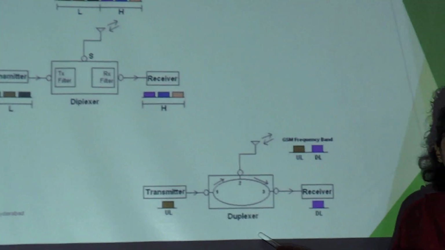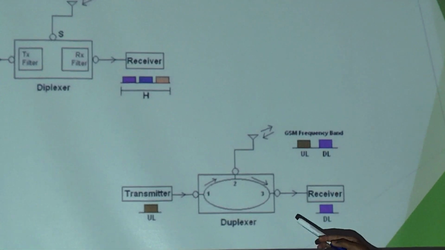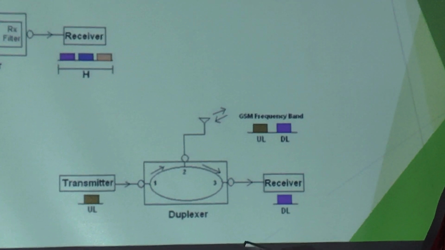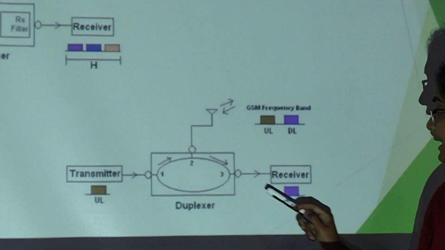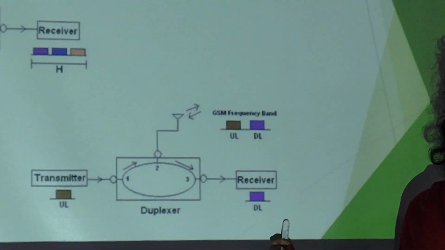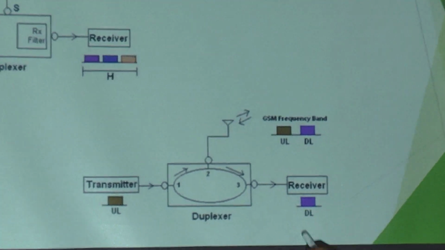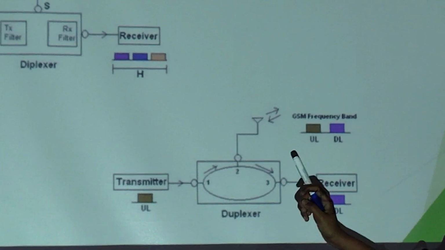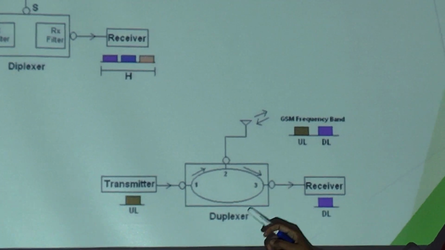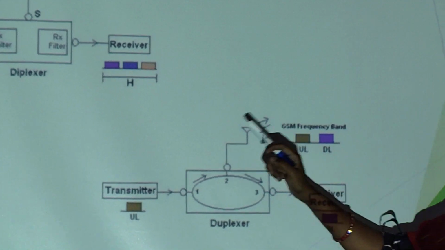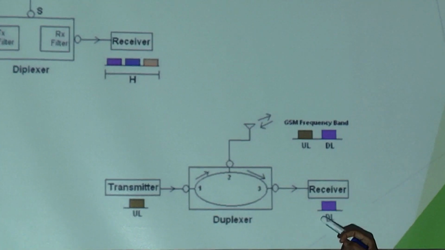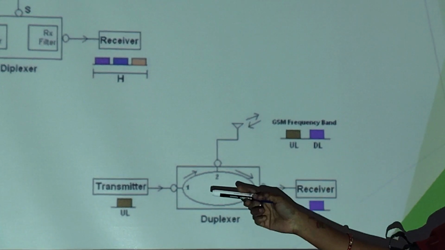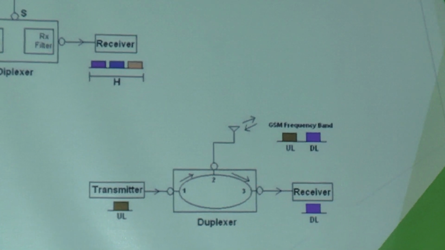And coming to the duplexer, they provide separate paths for two signals, that is the transmitted signals and the received signals. So two different links, that is the uplink and downlink, will be present here at the transmitter and receiver, and there is a circulator here which acts as a switch for the antenna to switch between the uplink and the downlink when the signal is either received or transmitted. So this is about the duplexer and diplexer.